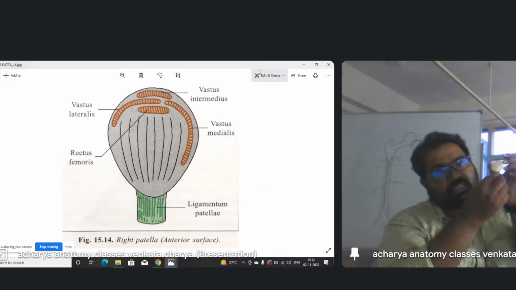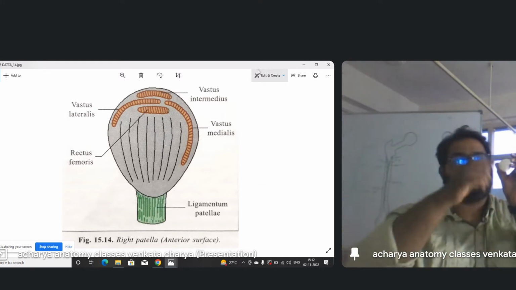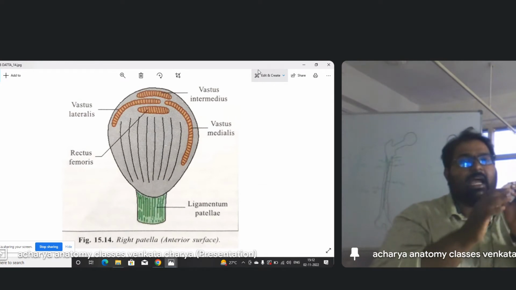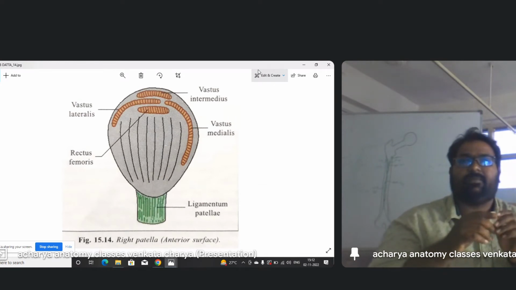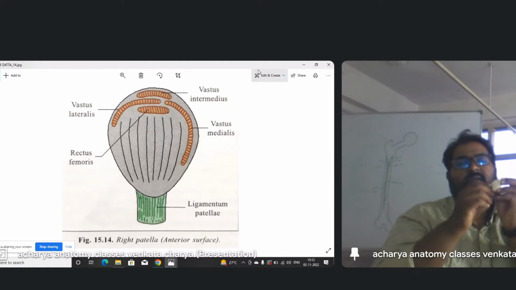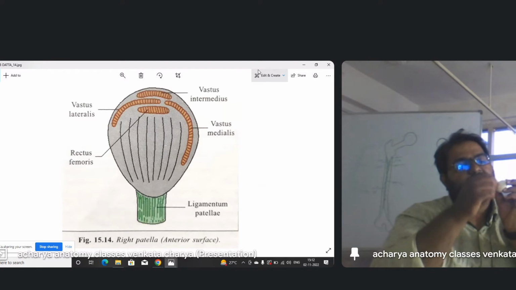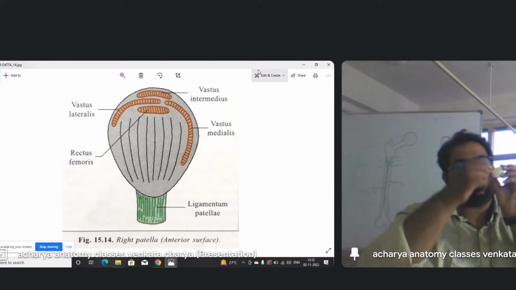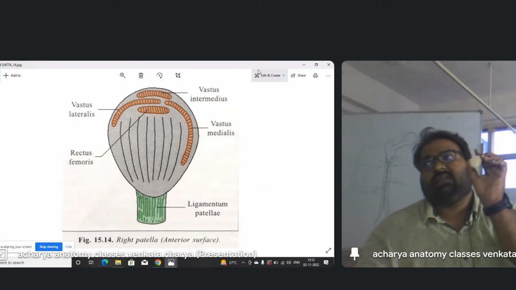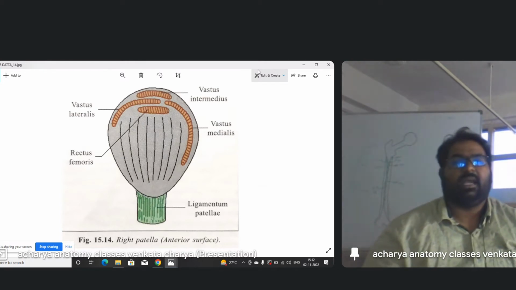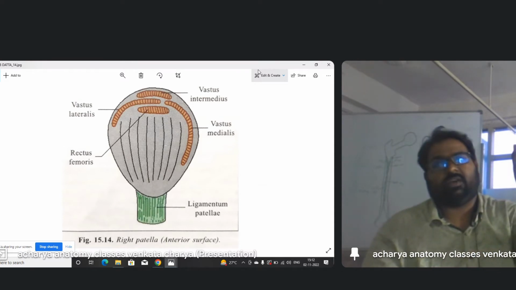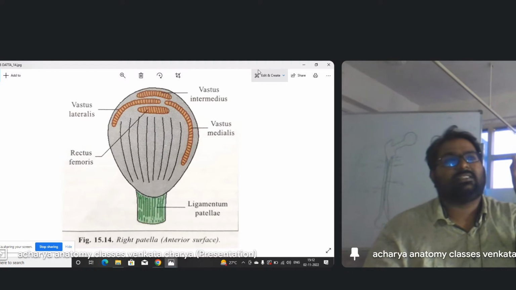Next, apex. Apex faces downwards. Base faces above. Okay. Next, anterior surface. There is the presence of lines on the anterior surface. Okay, so these are the side determination points.